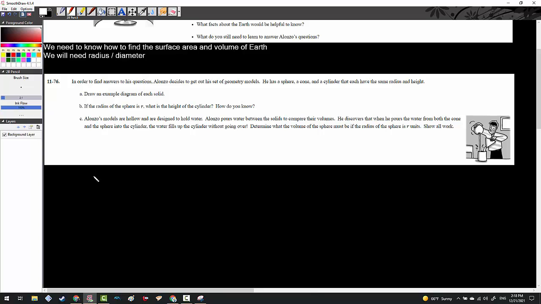It says, in order to find his answers, Alonzo gets out some of his geometry models. He has a sphere, a cone, and a cylinder that all have the same radius and height. So in part A, it says, draw an example of each solid. So I'll go and just draw my cylinder here. Here's my cylinder. Here is my cone. And again, they all have the same radius and the same height. And it doesn't have to be perfect, but I'm going to try and draw them as best I can.